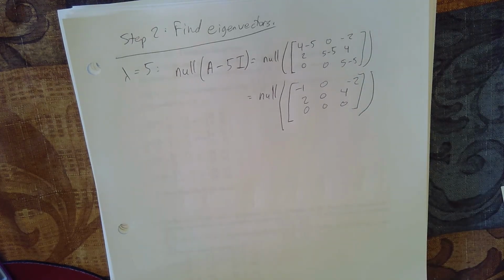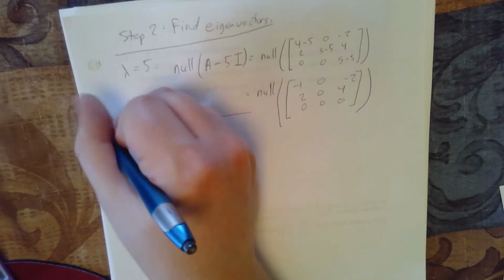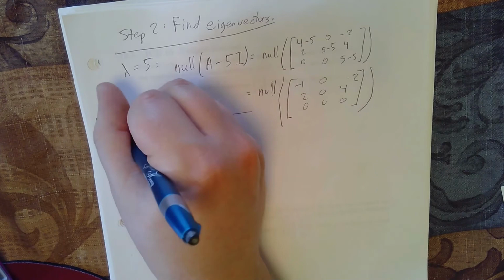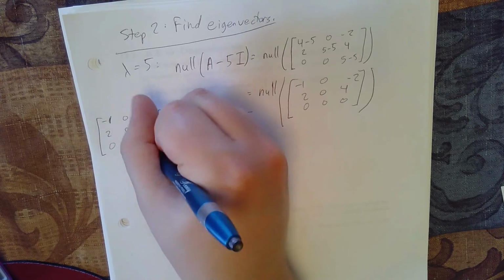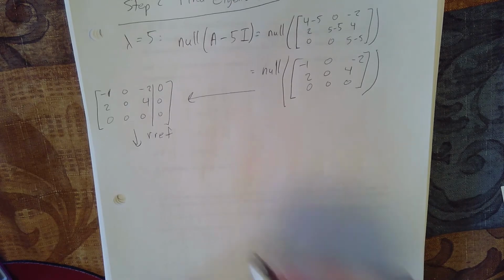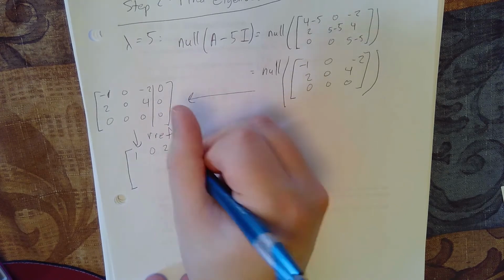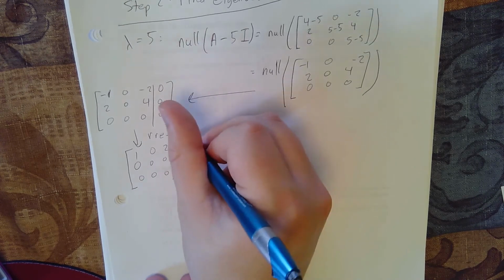So if we go ahead and put that matrix into our calculator and get the reduced row echelon form, we'll do that over on the side here. Negative 1, 0, negative 2, 2, 0, 4. Go ahead and augment a column with zeros on for good measure. Obtaining the reduced row echelon form gives us the following matrix: 1, 0, 2, 0, 0, 0, 0, 0, 0, 0, 0, 0.